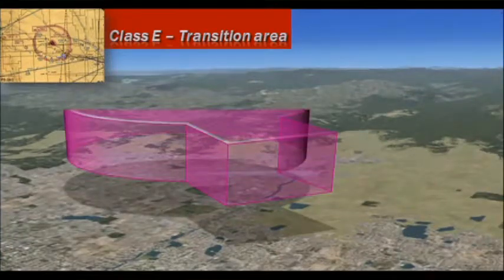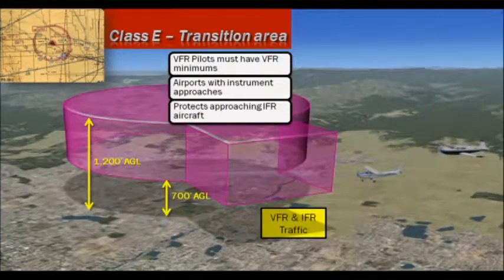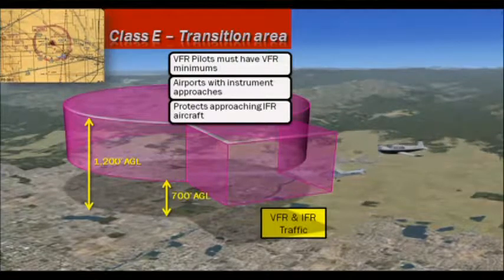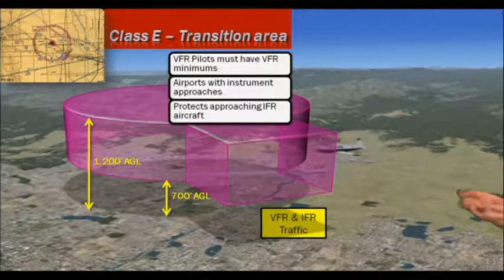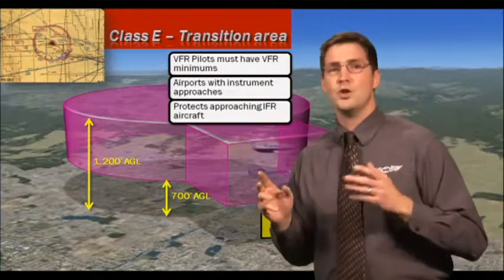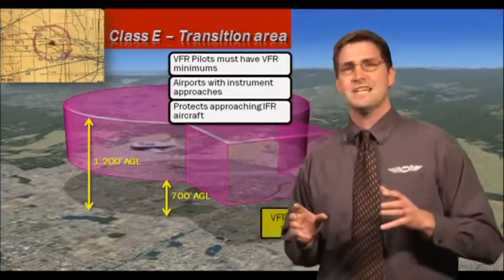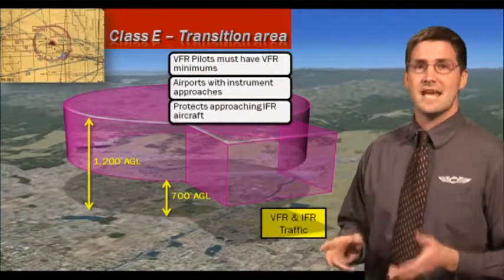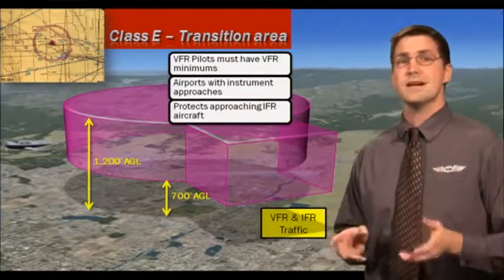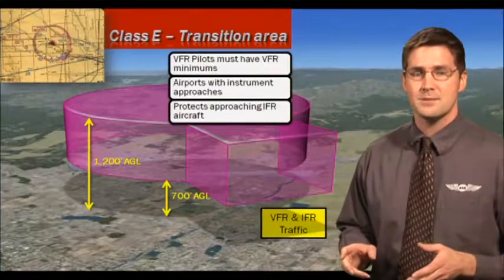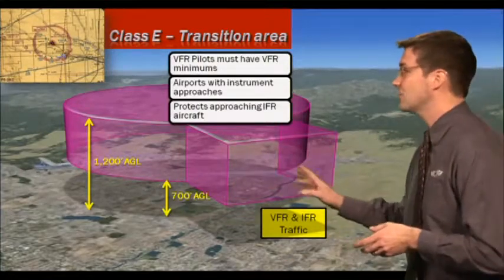Class E transition areas protect IFR traffic as it approaches and departs an airport. Now, the ceiling of Class E airspace normally extends up to 1,200 feet AGL. Class E transition areas begin at 700 feet AGL, and you must have basic VFR weather minimums to enter a Class E transition area.